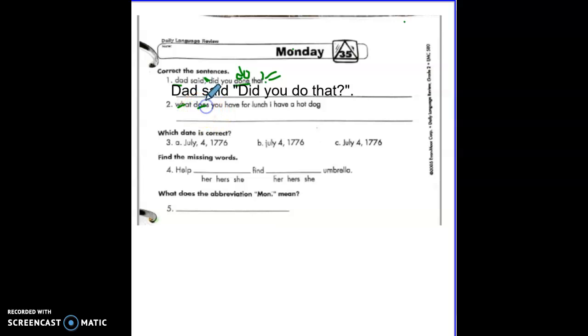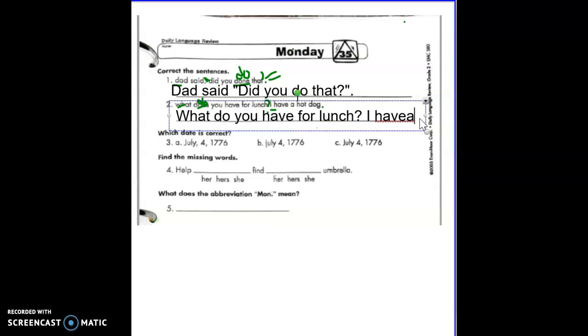What do you have for lunch? Question mark. I needs to be capitalized. I have a hot dog, period. So again, our sentence: What do you have for lunch? Question mark. I have a hot dog, period.